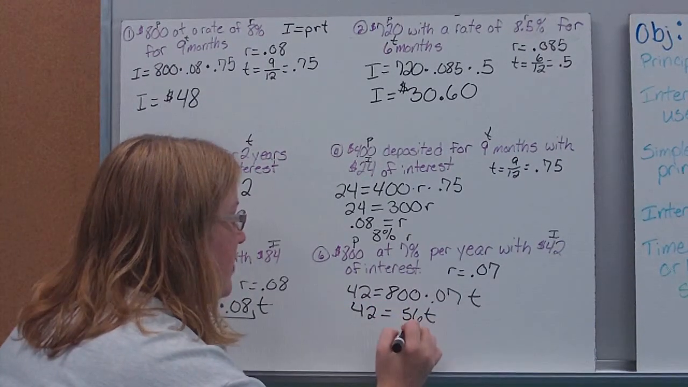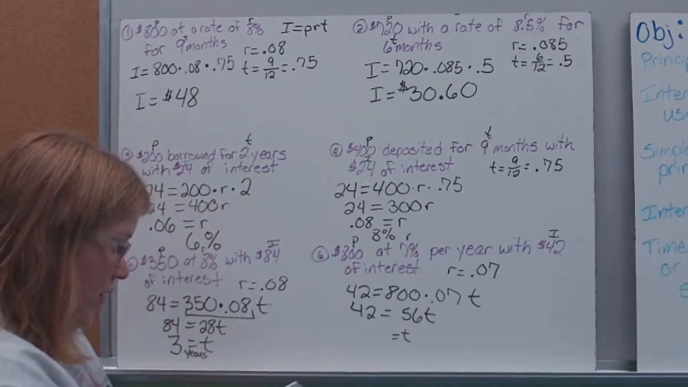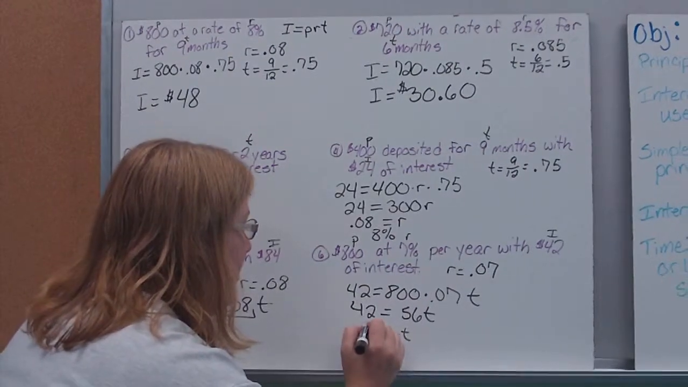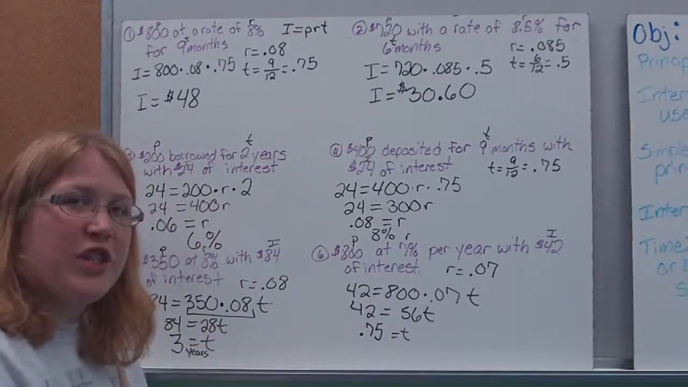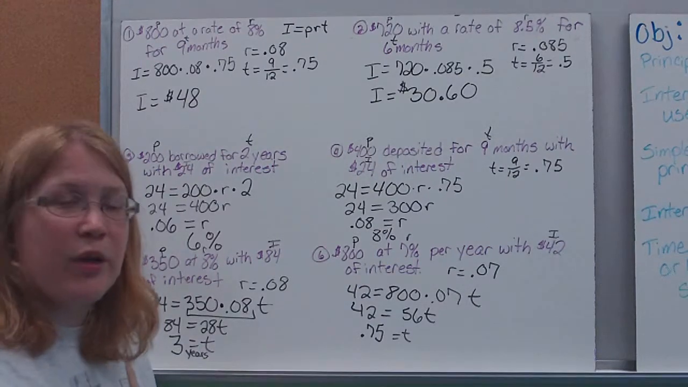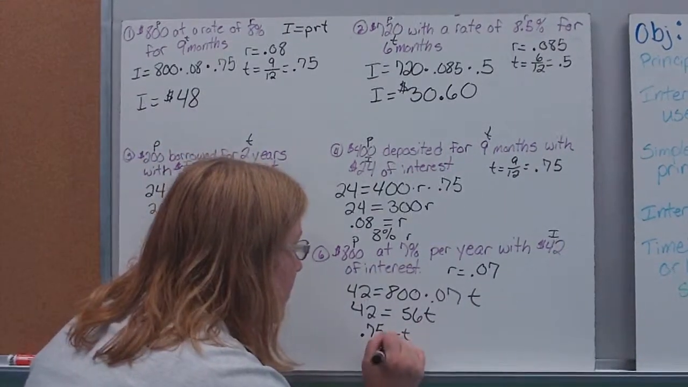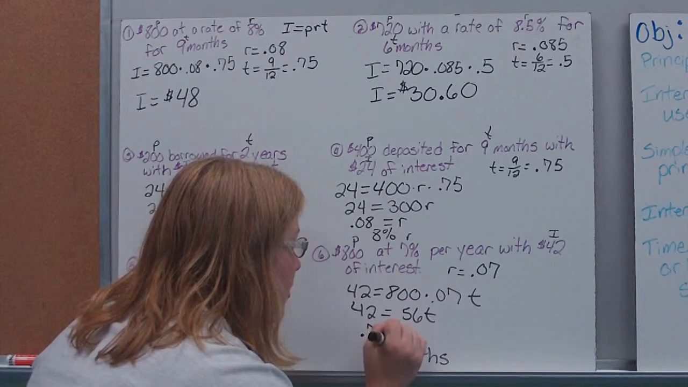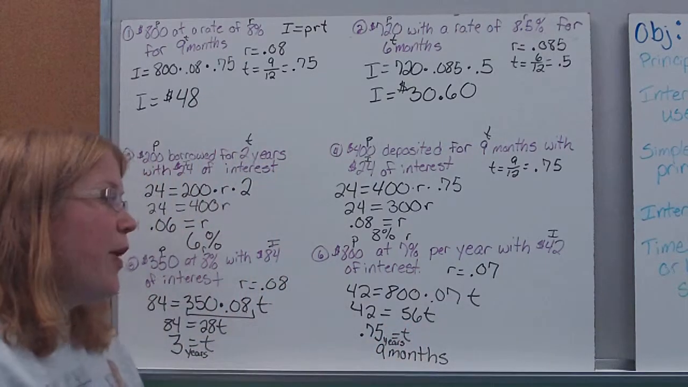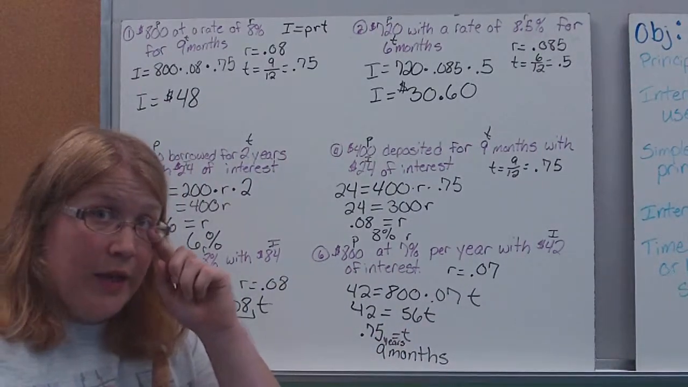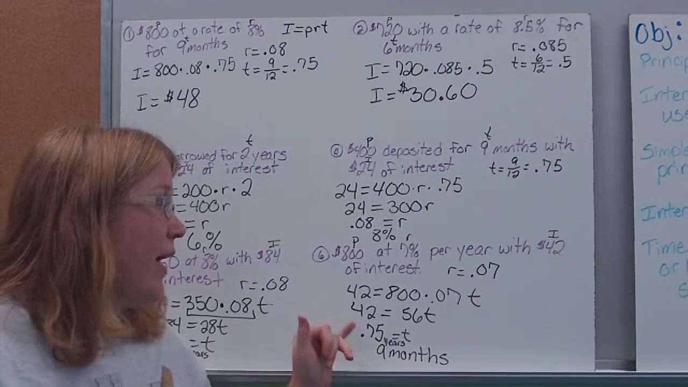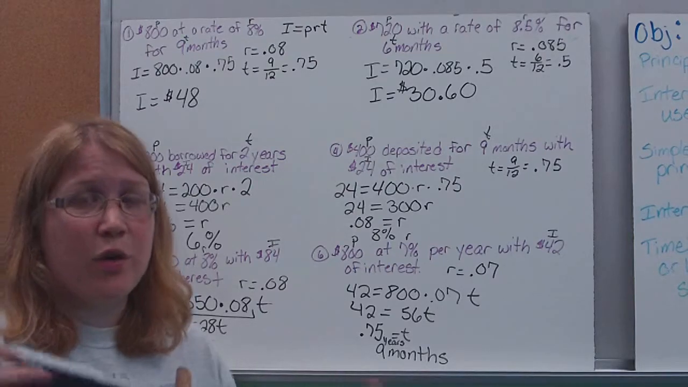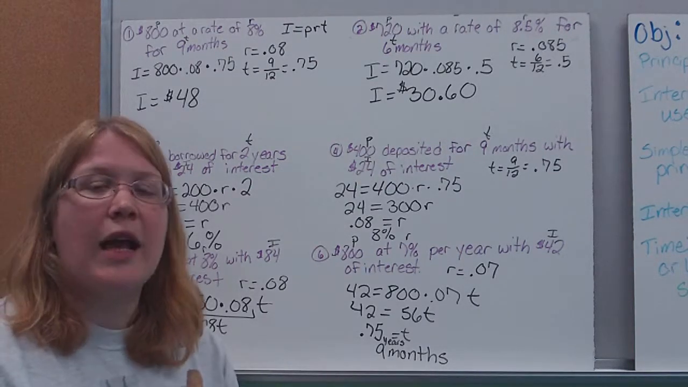And what I notice is this is going to be a fraction of a year. So 42 divided by 56 gives me 0.75, which is 3/4 of the year. 3/4 of 12 would be 9 months. So this would be 9 months. If you leave it as 0.75 years, I'll accept that as well. But we did talk about in previous lessons how we can change that back. So 0.75, which is 3/4, then multiply 3/4 times the 12 months, tells me it's 9 months, not a full year.